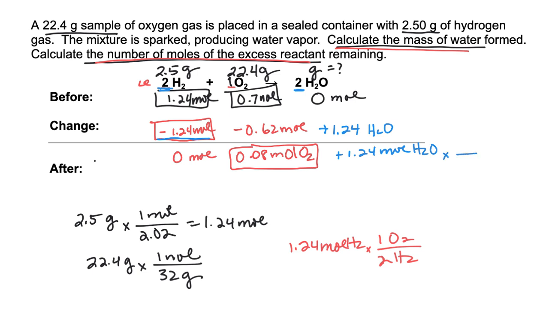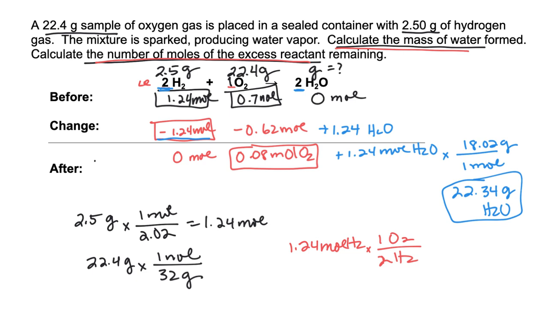1 mole of H2O has a molar mass of 18.02 grams. So I take the 1.24 times 18.02, and that will give me 22.34 grams of H2O formed.